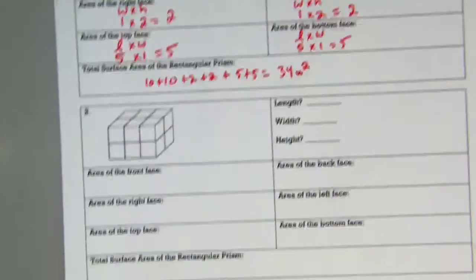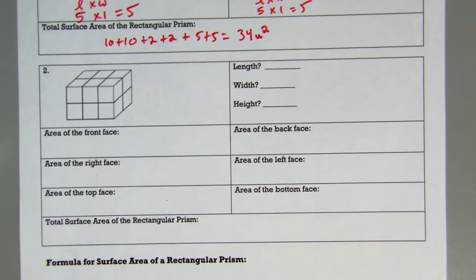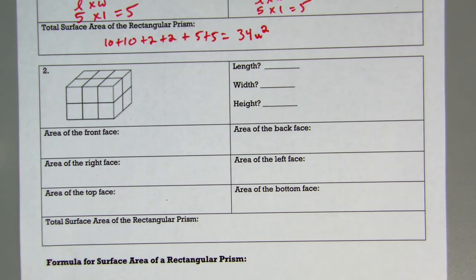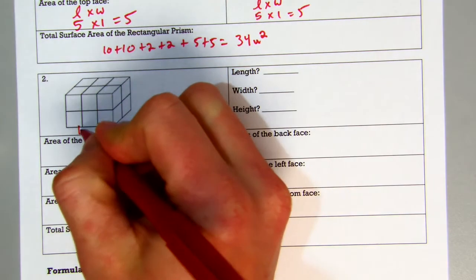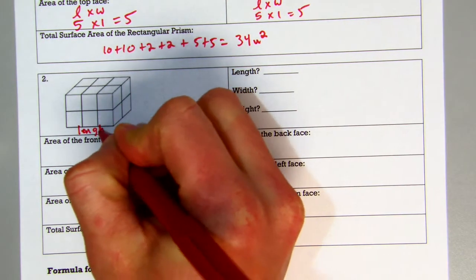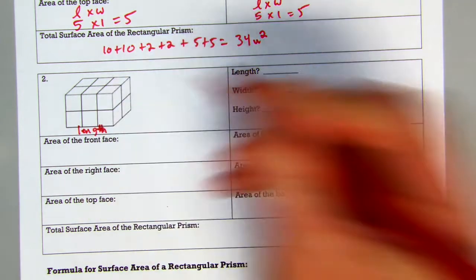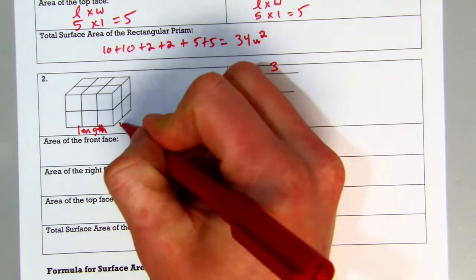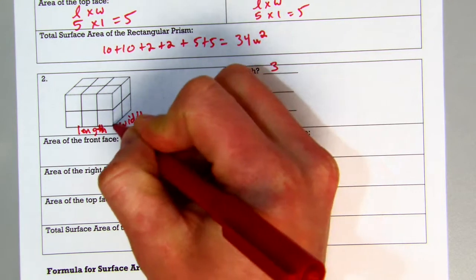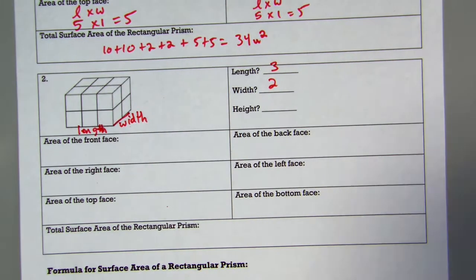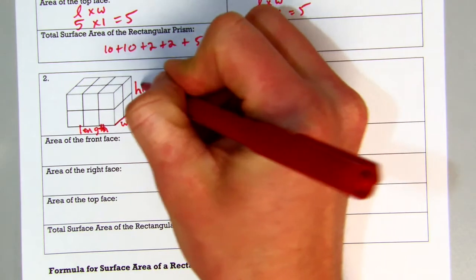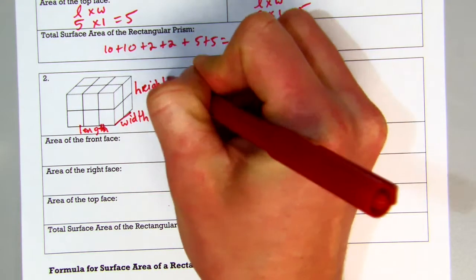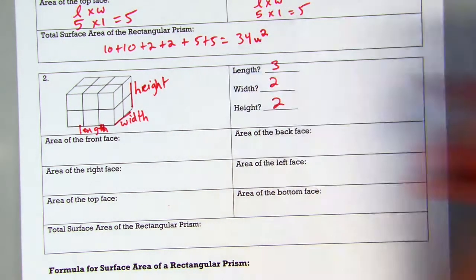Alright, let's try example number 2. Okay. Let's go ahead and make sure we label these. Again, we're going to make this the length. Looks like my length is 3 units long. I'm going to make this the width. Looks like my width is 2 units long. And then this will be my height. My height will be 2 units long as well.